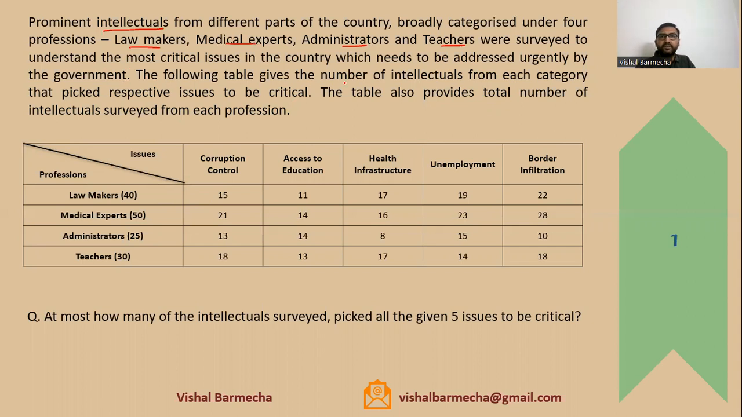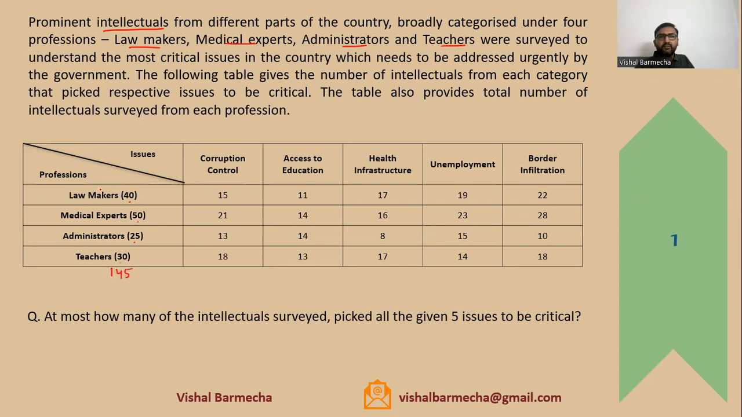All right, the following table gives the number of intellectuals. Okay, this we have read. The table also provides the total number of intellectuals surveyed from each profession. Okay, so this is data given in the form of a table, but you can relate it to an extent with your understanding of set theory. Okay, let's see. So what we understand is there are 40 lawmakers who have been surveyed. So how many people in total were surveyed? 40, 50, 90 plus 25, 115 and 30, 145 people were surveyed, right?